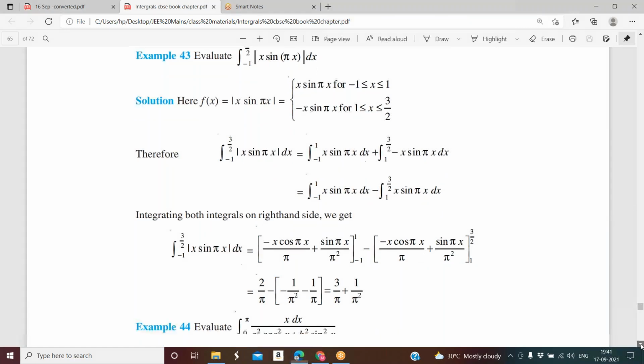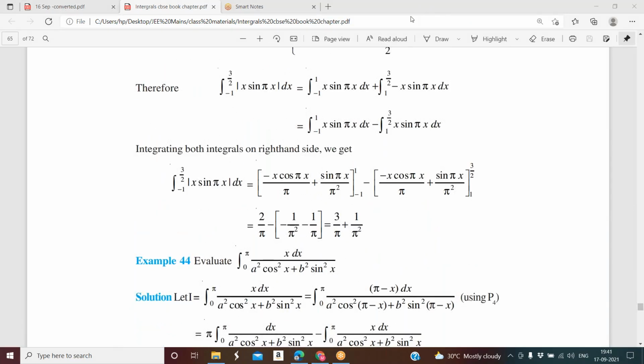Here the function is same, only the limits are different. Right? So now substitute the limits. You substitute the upper limit, then what you will get? Cos pi. What is the value of cos pi? It is -1. So -1 we are substituting for x. So -1 cos pi. Cos pi value is -1. So -1 by pi plus this term will become 0 because when you substitute x equal to 1 here, then you will get sin pi. Sin pi value is 0. So -1 cos pi divided by pi. This is the upper limit minus lower limit. So what will we get?